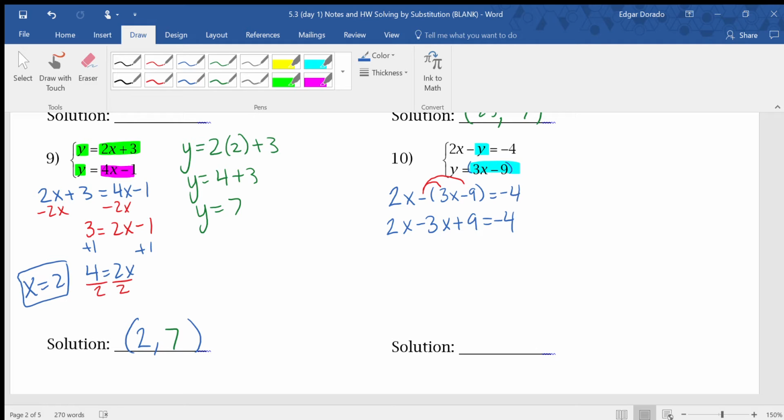Okay. So what do we get here? This is 2x plus 3x. That is a 5x plus 9 equals negative 4. Subtract the 9.